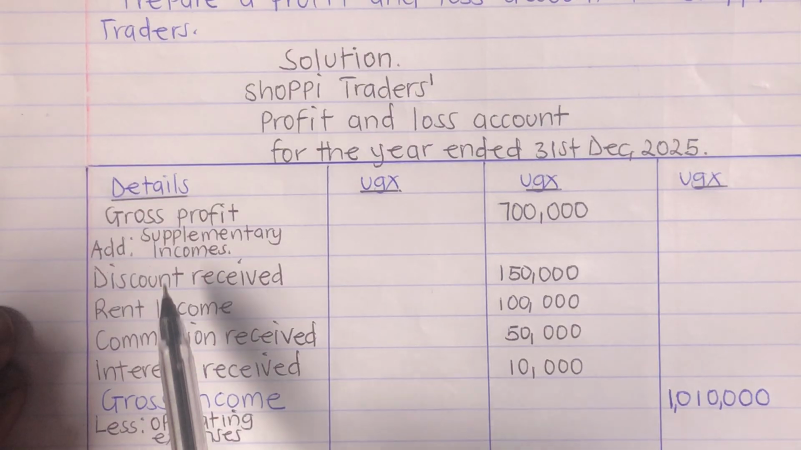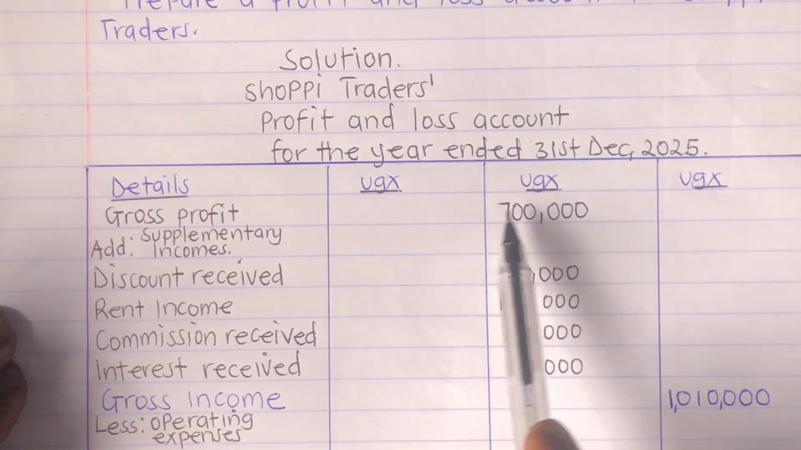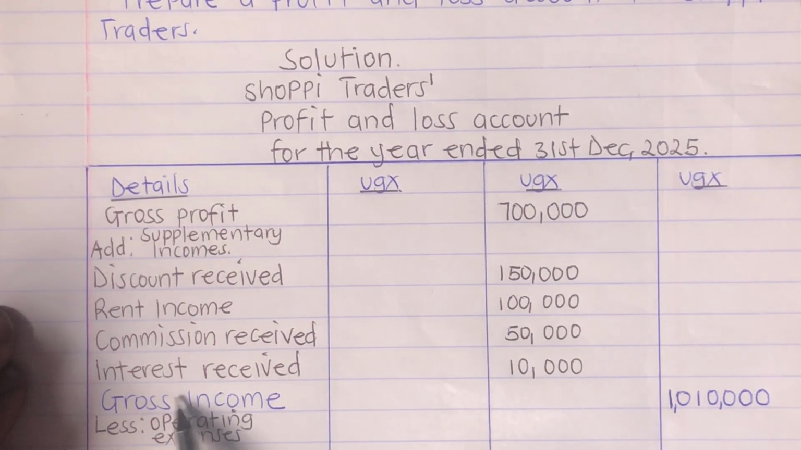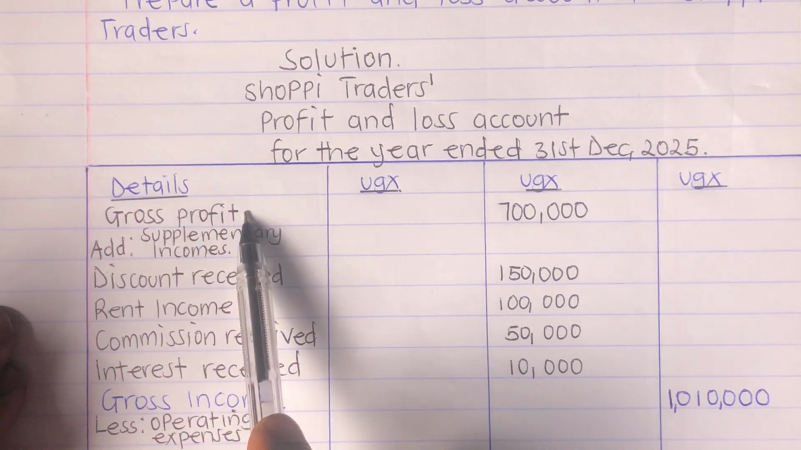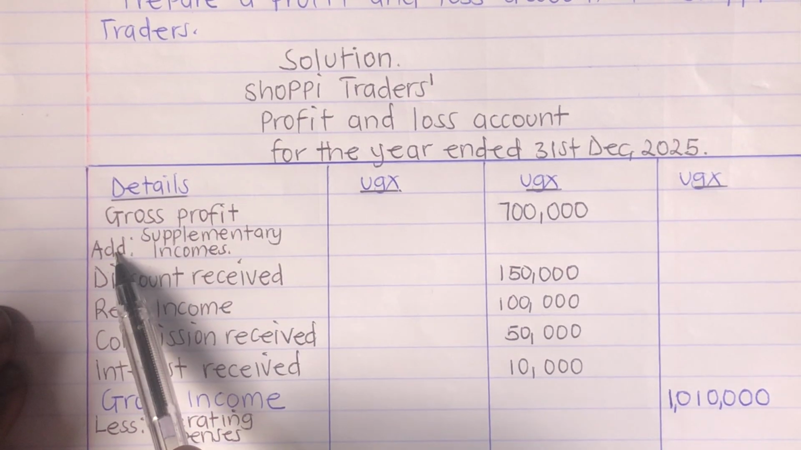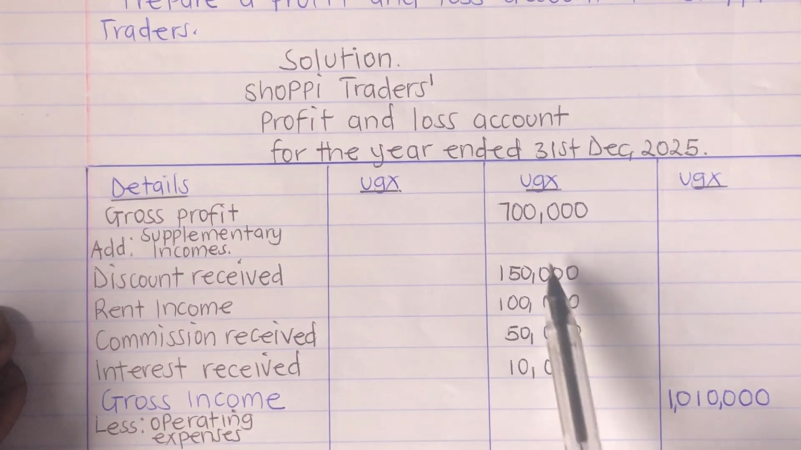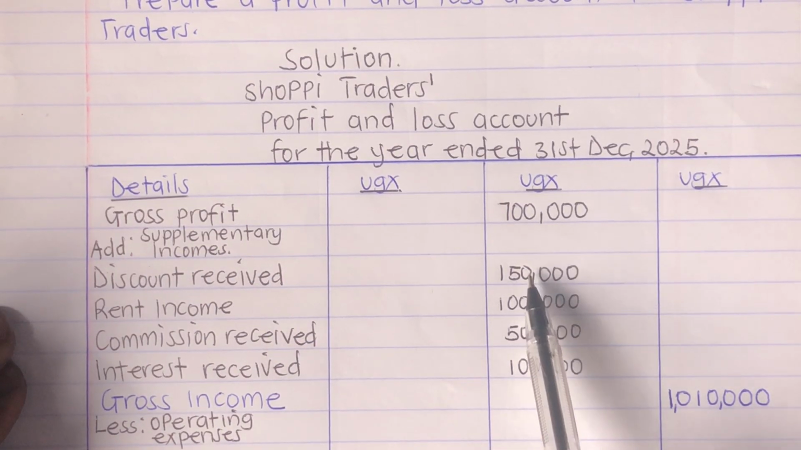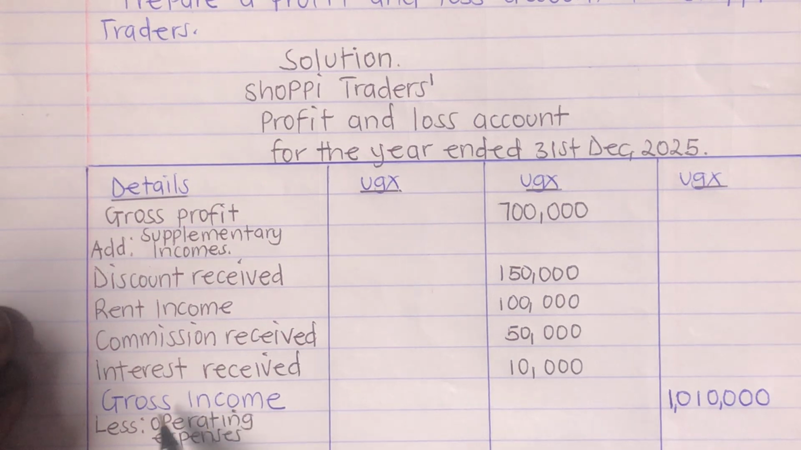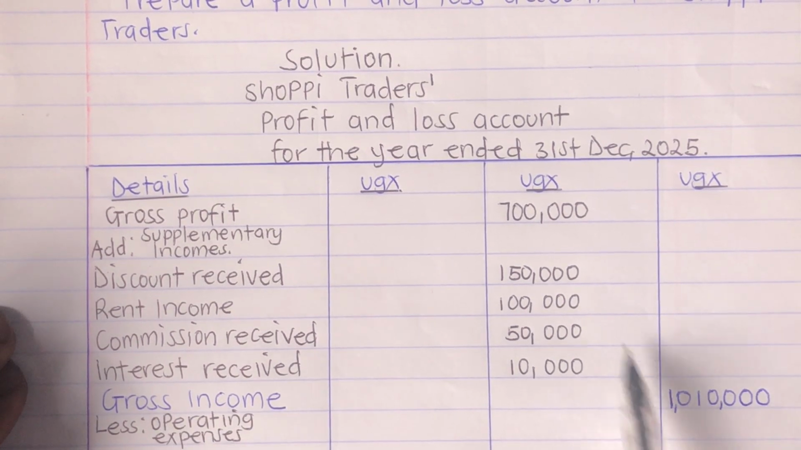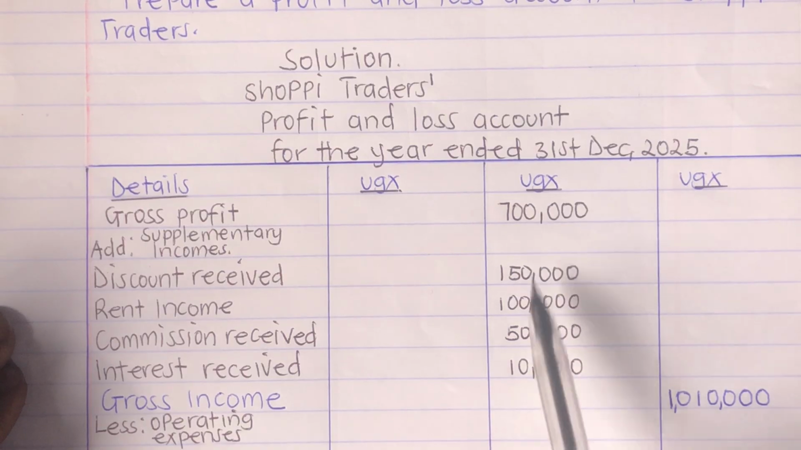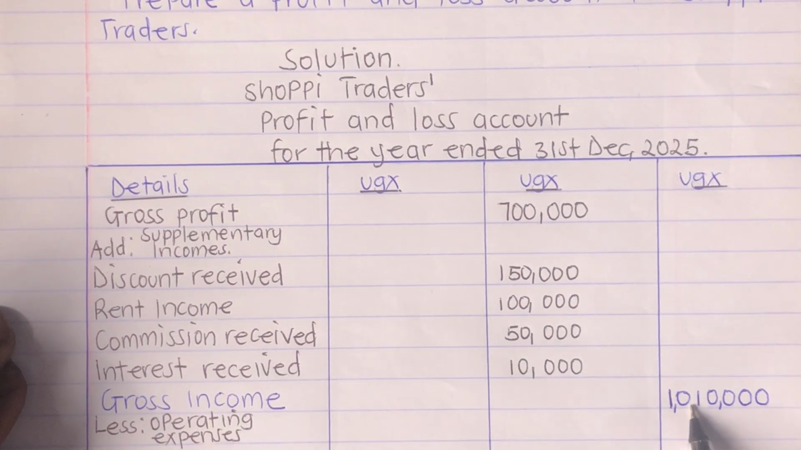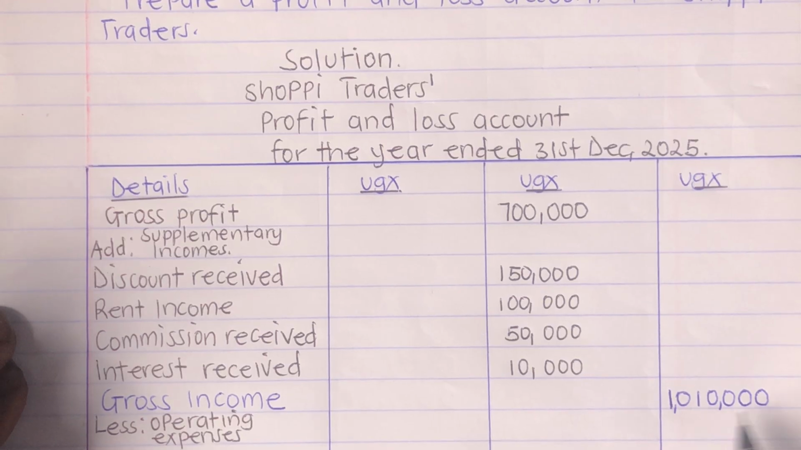So when we have gross profit as 700,000, our aim here is looking for the gross income, and the formula for getting gross income is gross profit plus supplementary income. So you come and add this 700,000 plus the total gotten from the supplementary incomes, and it gives you 1,010,000. That is it.